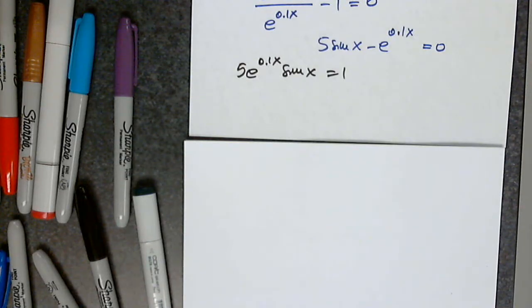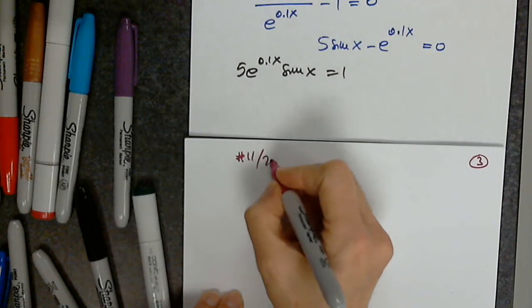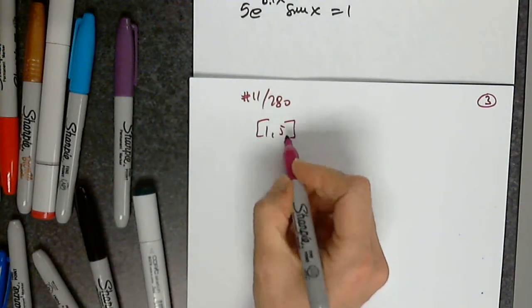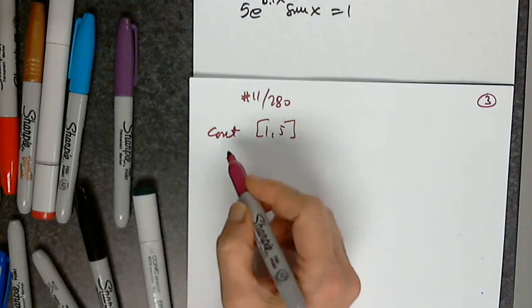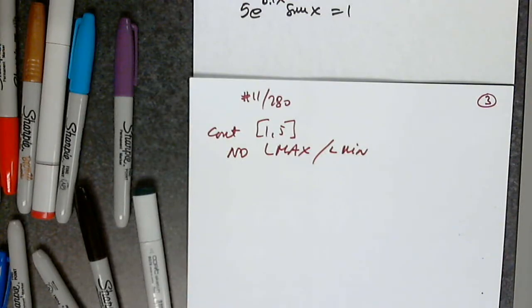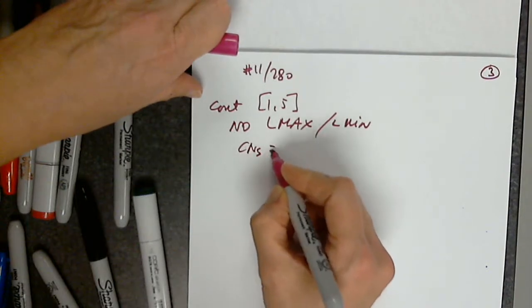Yes, Tony? Could we quickly look at number 11 on page 280? Yes. 11 on 280. Very good. 11 on 280. 11. F has no local max, or sketch the graph of a function f that is continuous on 1, 5 and has the given properties. So continuous on 1, 5. F has no local max or local min, but 2 and 4 are critical numbers. So critical numbers 2 and 4.